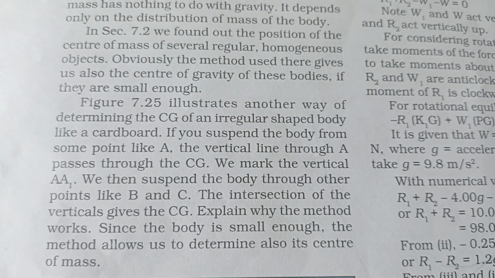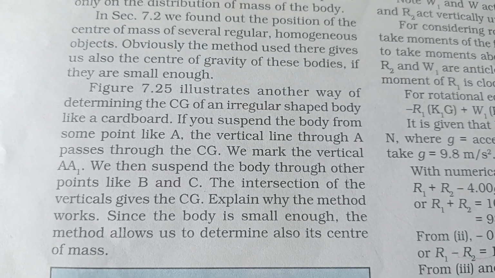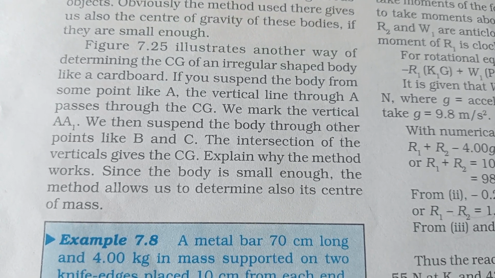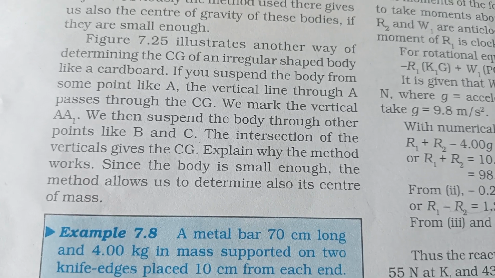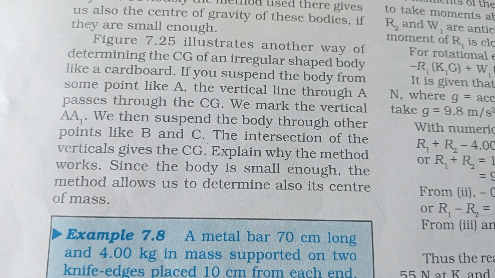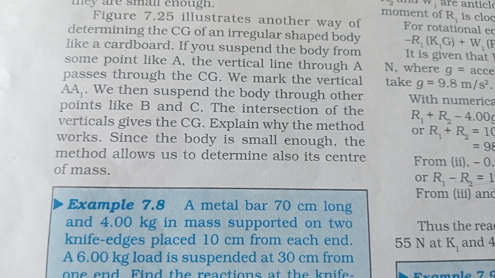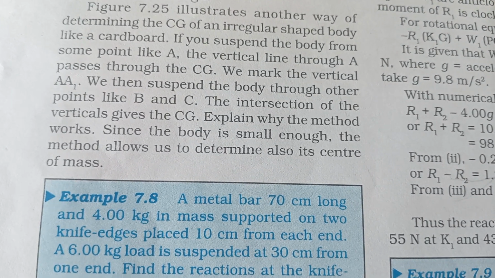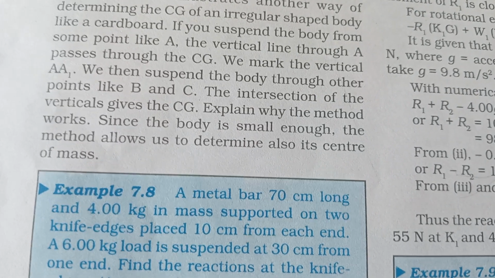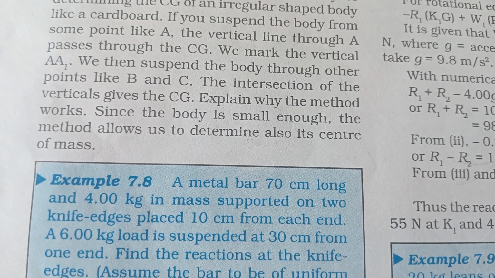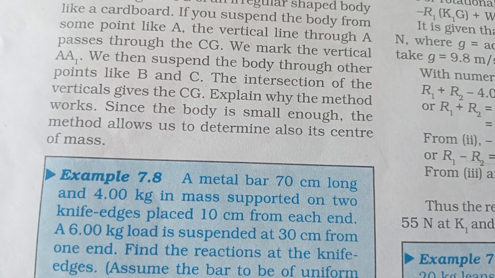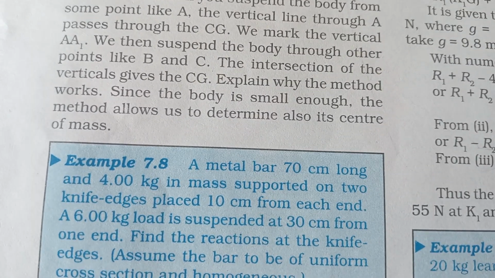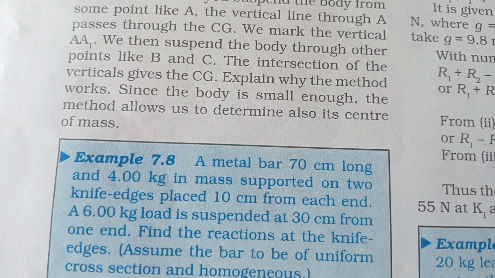In section 7.2, we found out the position of the center of mass of several regular homogeneous objects. Obviously, the method used there gives us also the center of gravity of these bodies if they are small enough. Figure 7.25 illustrates another way of determining the CG of an irregular shaped body like a cardboard. If you suspend the body from some point like A, the vertical line through A passes through the CG. We mark the vertical AA dash.